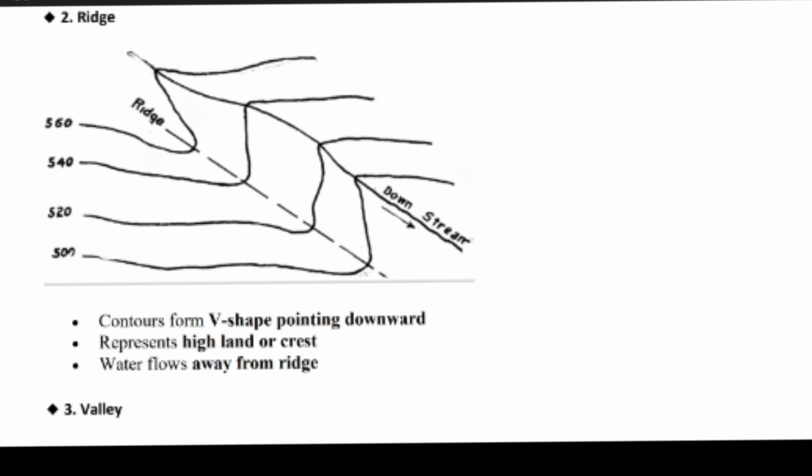The next diagram is a ridge. How should it look? It is a V shape pointing in the downward direction, with high land, and a crest will be there. This portion we call the crest. We can use the ridge to find the direction of water flow.